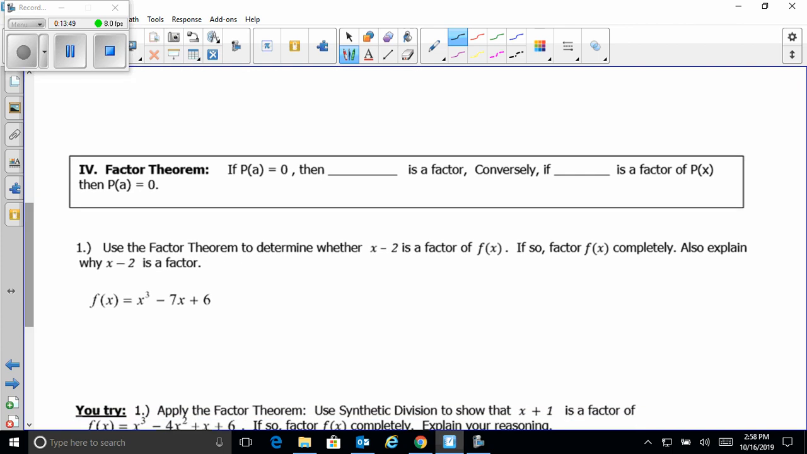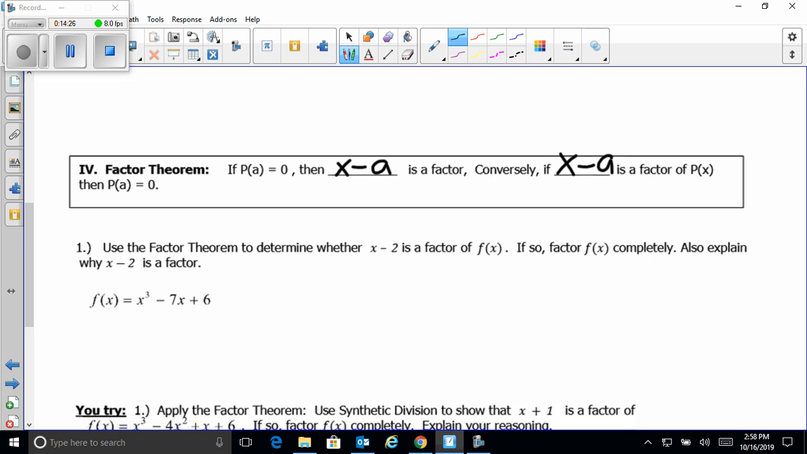All right, the next problem, factor theorem. It says if p of a is equal to 0, then we know that x minus a is a factor. Conversely, if x minus a is a factor, then we know that p of a is 0. So this one says use the factor theorem to determine if x minus 2 is a factor of f of x. If so, factor it completely and then explain.